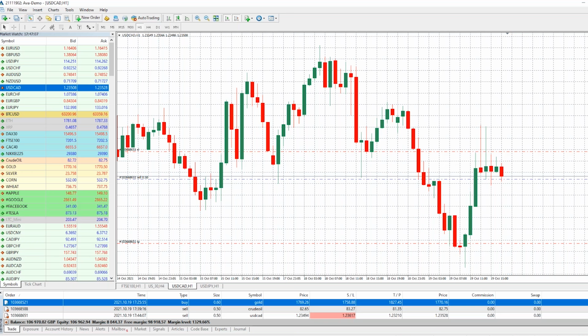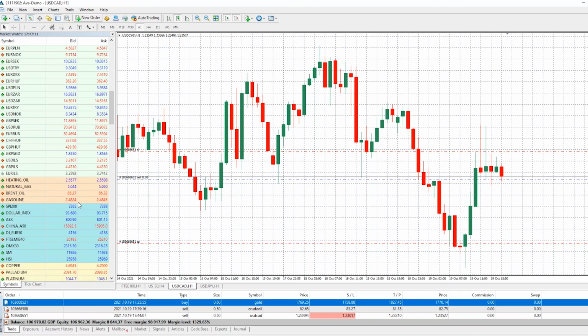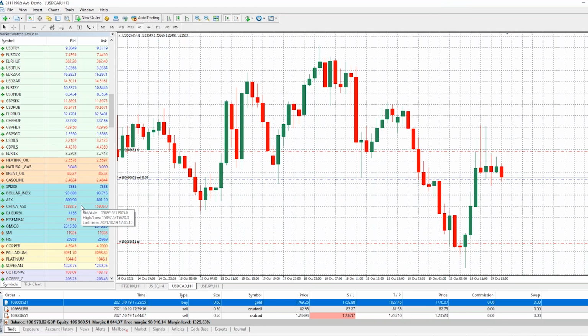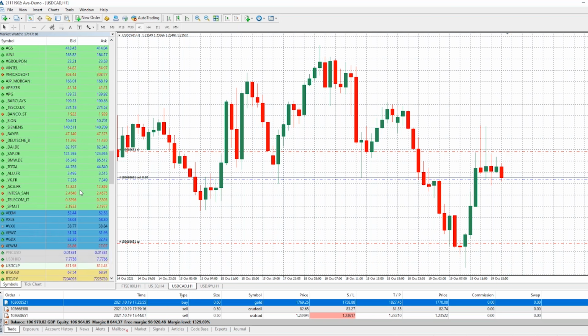Let's quickly go to the Tech 100, which was asked, and that will be the last one we have time for. I've got the FTSE US 30. Let's find the US 100.